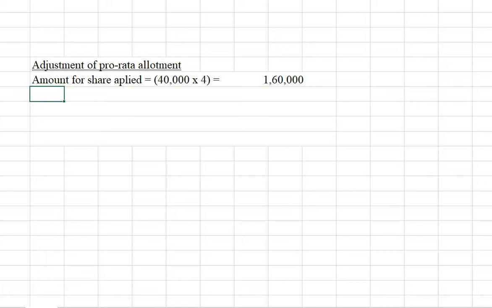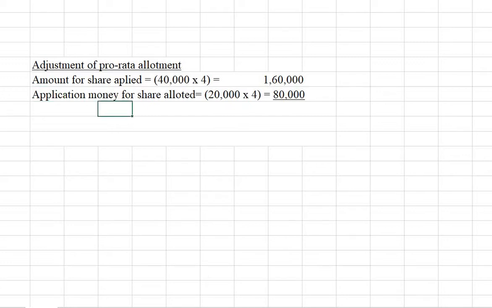So what is the application money for that number of shares? Application money for shares allotted, 20,000 into 4, that means 80,000. That means this 20,000 into 4 is the amount of application money for allotted shares. This 80,000 rupees only they needed to pay. So what is the excess amount? Yes, the excess application money received is 80,000.